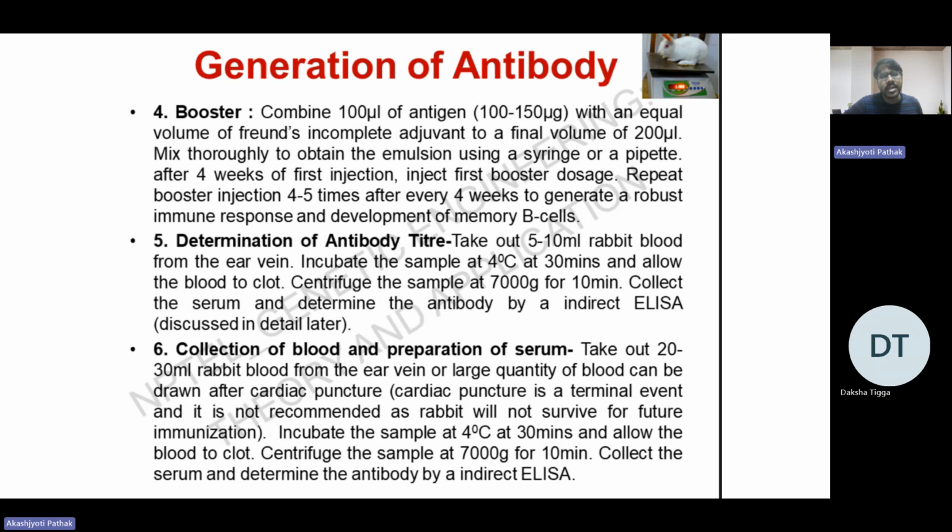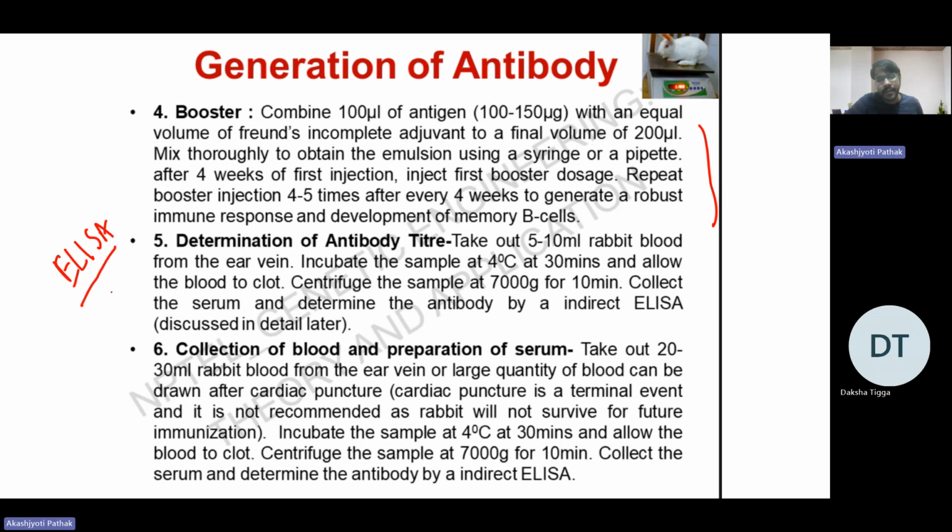Once you get the antibody, you have to screen which antibody has more affinity, and then you can purify it. That is the main crux of everything. So how will you screen for it? You can do an ELISA. ELISA is what? Enzyme linked immunosorbent assay.